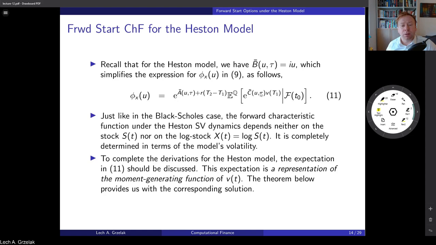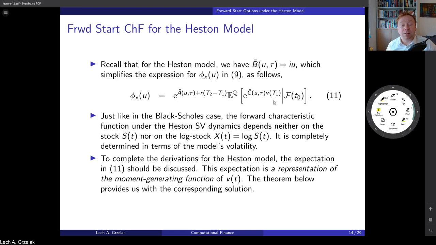This is the other function for the Heston ODE, and then we have times the variance at time ti, and we have filtration t0. So this is the outer expectation for the calculation of the forward characteristic function, because the inner expectation is already calculated. This is the outer one. So we still have to perform this computation. And unfortunately, it is not trivial.